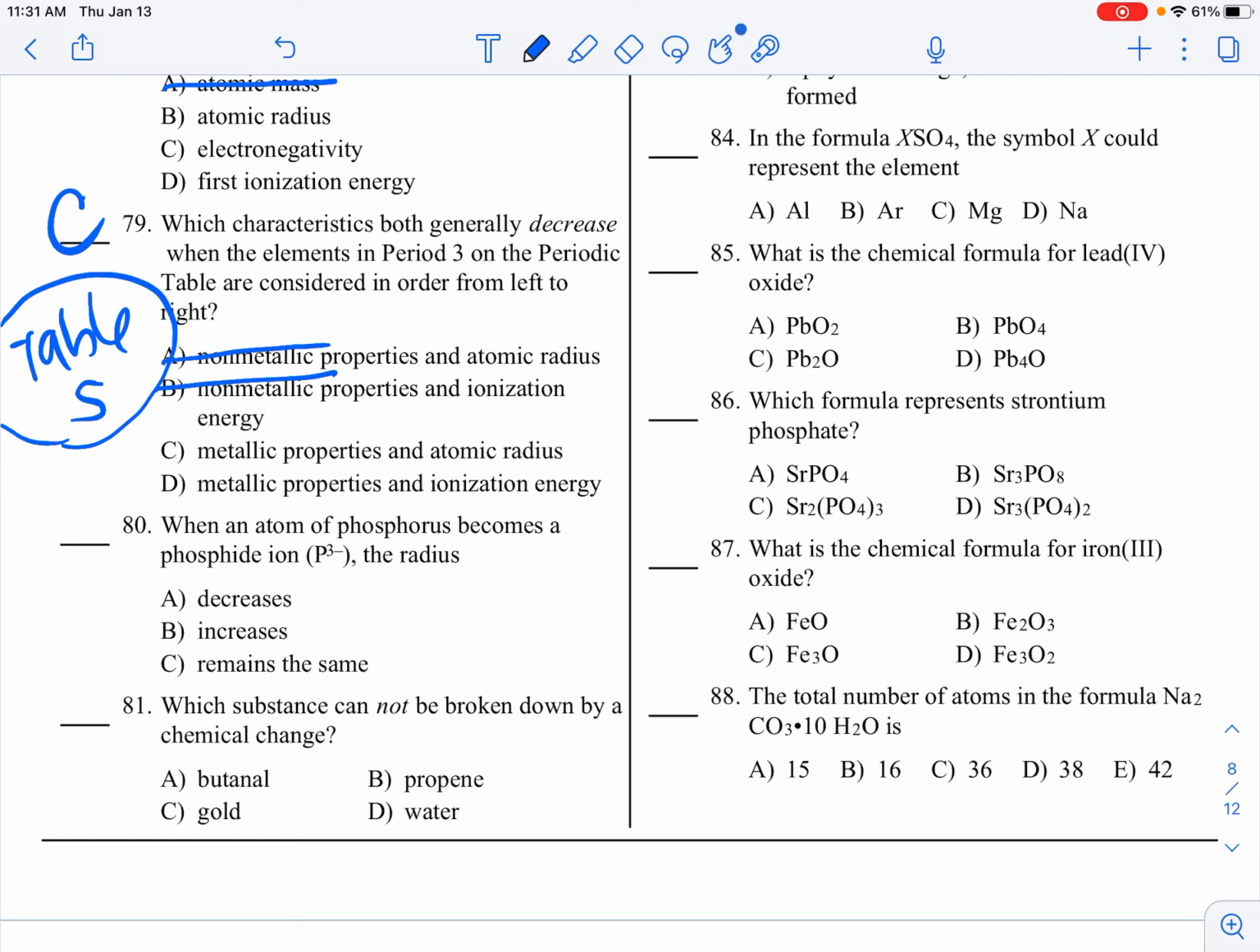When an atom of phosphorus becomes a phosphide ion, what happens to the radius? So if you're -3, that means you're gaining electrons, which means you're gaining weight. You get a larger radius, so gaining electrons, you're going to increase.